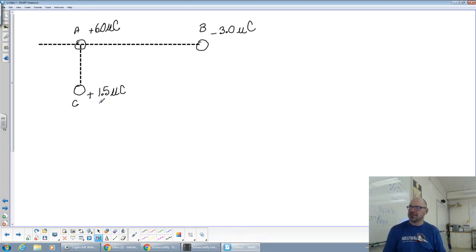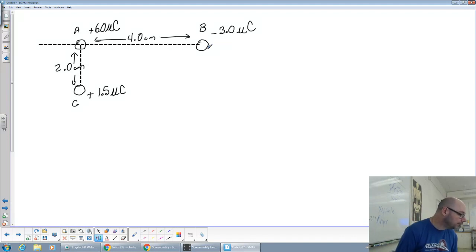Okay, and then there's some distances in between each of these spheres. So the distance from A to B, okay, so let's see. A to B is 4 centimeters. Okay, and then this distance from A to C, let's say that is 2 centimeters because it looks about half from here to there. Okay, notice that we have 2 positive charges and 1 negative charge. And the question is, what is the net force on sphere A?